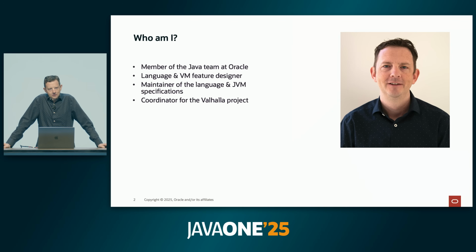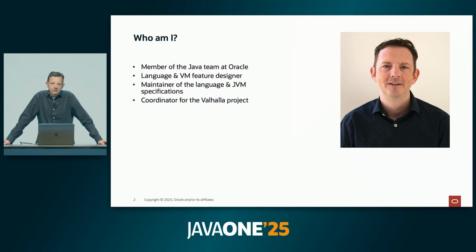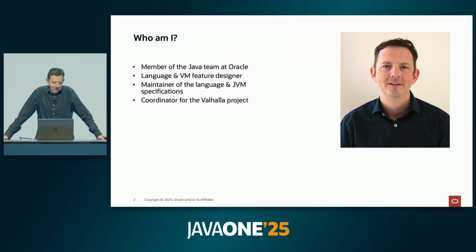Part of this work is maintaining the language and VM specifications. So we've got a small team of people who address bugs in those documents and update them as new features come along and we need new specification for those. So I work on that. And where I spend most of my time lately is as a coordinator for the Valhalla project, helping keep our design efforts on track and solving all the problems that we need to solve, and then coordinating with the implementation teams to get the features implemented and something we can deliver in a future JDK.